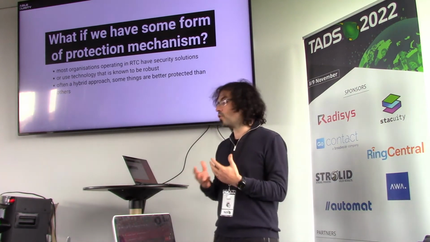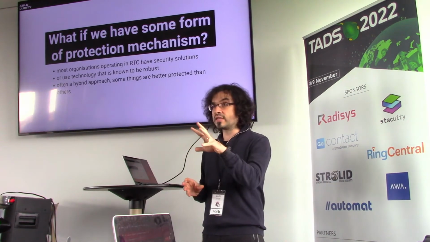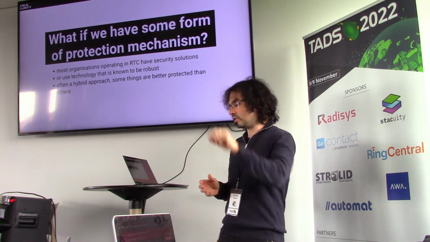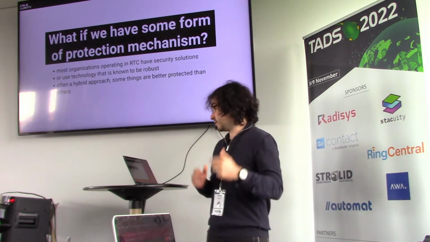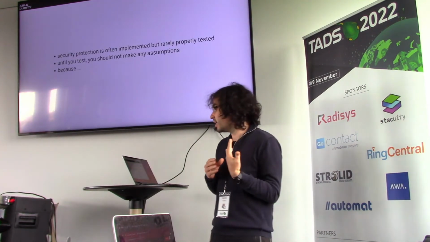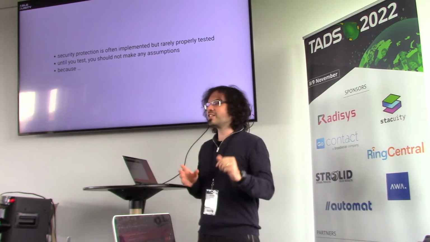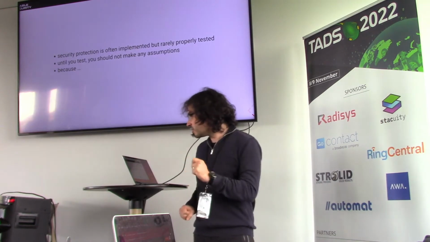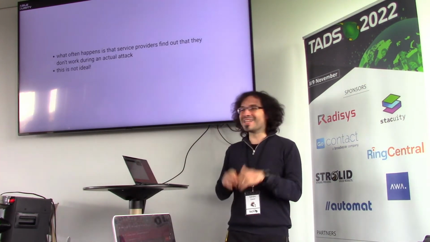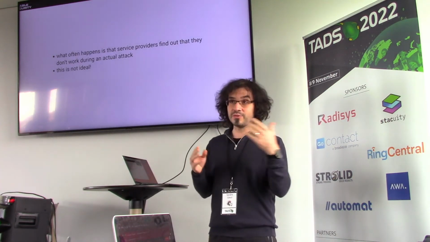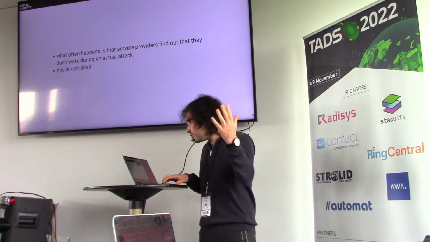If you have some form of protection mechanism, and most organizations have some form of protection mechanism or use technology that is known to be robust, it doesn't have to be security technology, but it's known to be good, and it's often a hybrid approach, that's when you definitely want to test it out, because security protection mechanisms are often implemented but rarely properly tested. They might be tested, but the engineers say, okay, yes, good, it works. Until you test, you really should not make any assumptions, because from experience, we know that service providers often find out during an actual attack that what they had implemented doesn't work as well as they had thought, which of course sucks, or it's not ideal. Let's put it that way.